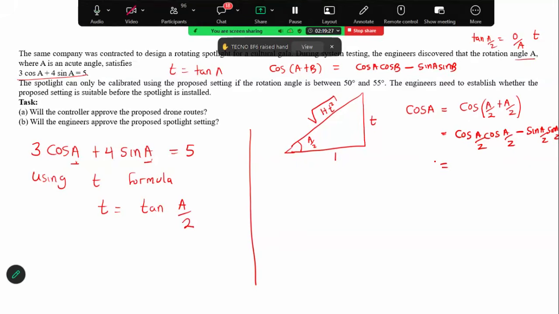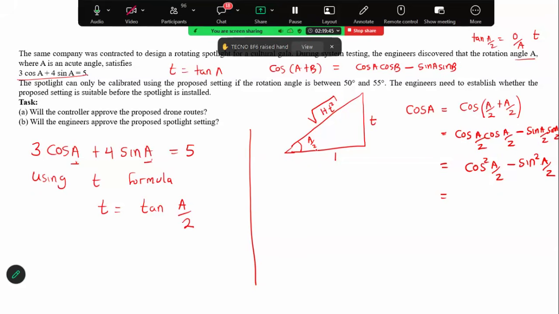Now from here, it is very okay for you to substitute cos A times cos A, you get cos squared A out of 2, minus sine squared A out of 2. Now, if you want, you can continue from here.